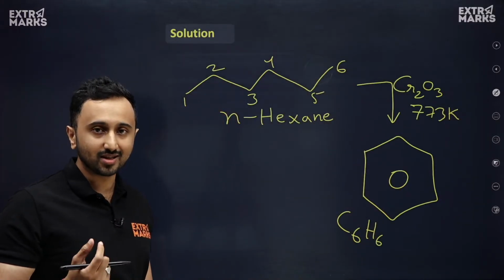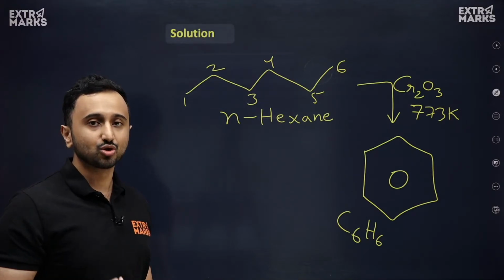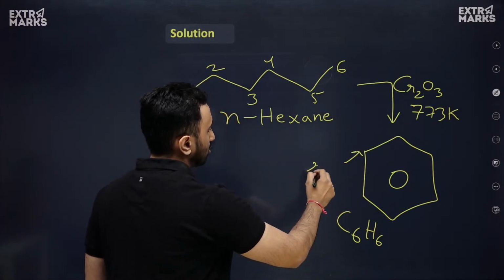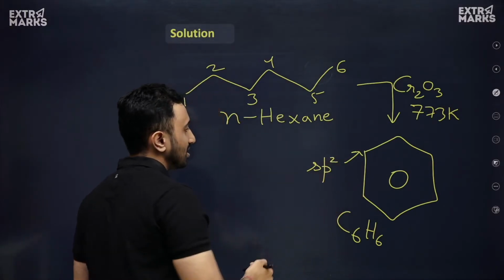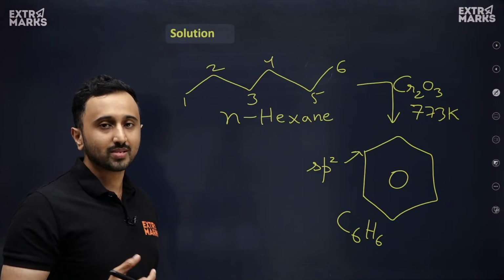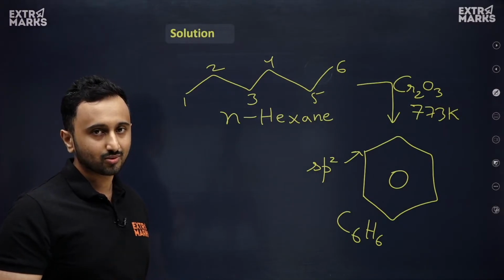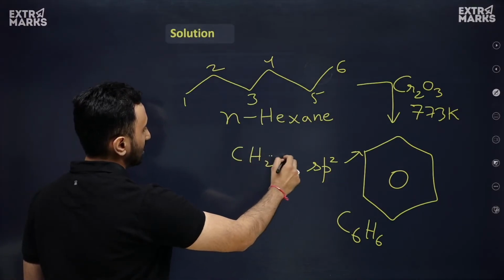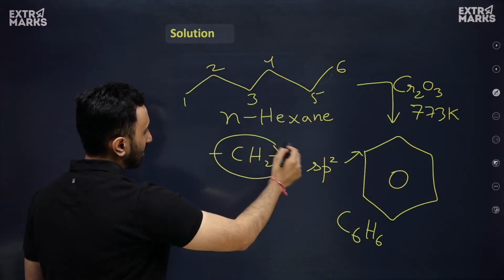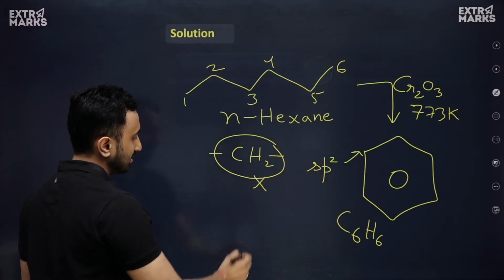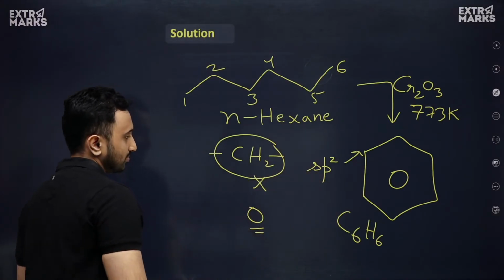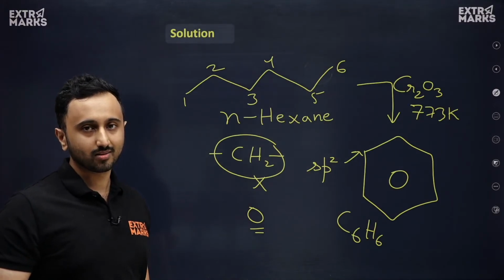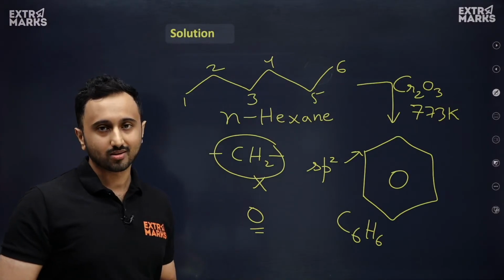Do we have any CH2 group in benzene? The answer is no, because every carbon atom is sp2 hybridized, not sp3 hybridized, but CH2 methylene groups are sp3 hybridized. That means it can never have any CH2 methylene group. These types of groups are not there in this compound. So the answer would be 0. No methylene groups in this compound, in the final product.